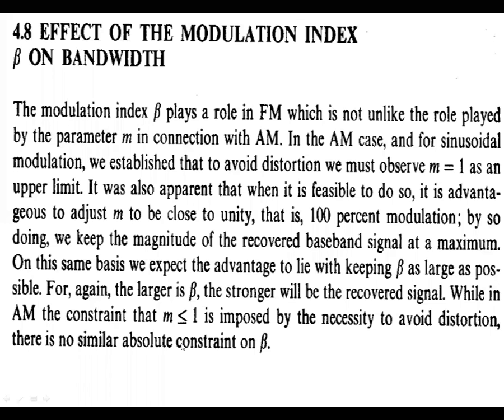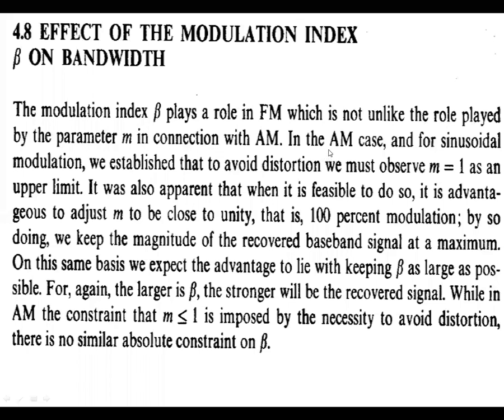The modulation index beta plays a role in FM which is not like the role played by the parameter M in connection with AM. M is the modulation index of AM, and beta is the modulation index of FM. These two modulation indexes have different roles in their effect on bandwidth.